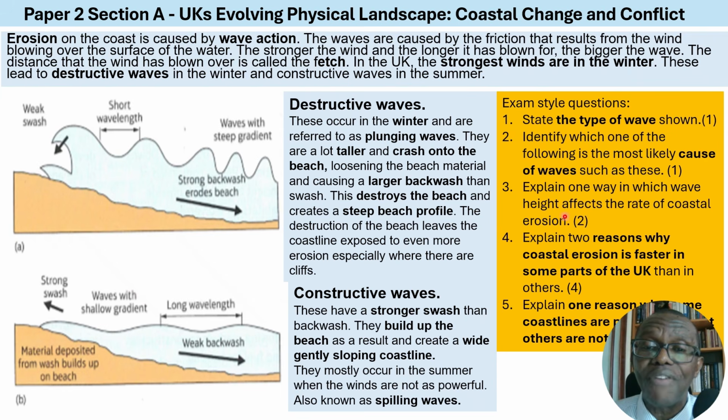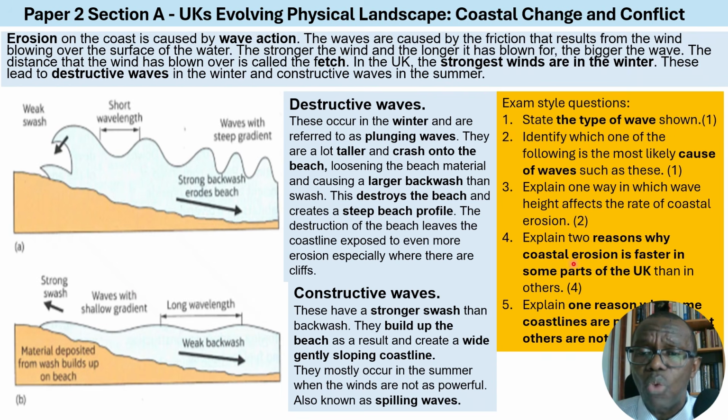Explain one way in which wave height affects the rate of coastal erosion. Now, that's again a very nice question that would be easy to answer, because wave height means that it's a plunging wave, and as it plunges down or as it hits the coastline, it's going to do so with a lot of force and therefore loosen the material on the beach and drag it back, causing erosion. So if you wanted a simpler or a more straightforward explanation, you'd say that the wave height means that that wave has a lot more erosive power and therefore will cause a lot more erosion.